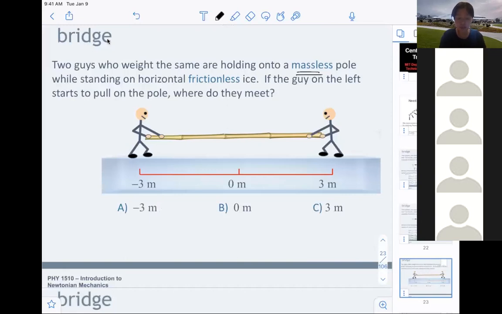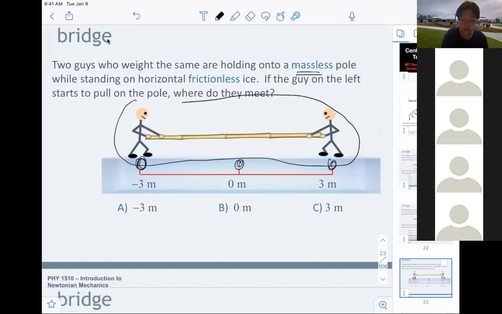So when they pull toward each other, do you think they will meet here? Or do they meet here? Or do they meet here? This is an actual application we can use of what we just learned. Here your system obviously is the entire 2 people, and the pole. But since the pole is massless, the mass you have to consider is just the 2 human beings, okay?